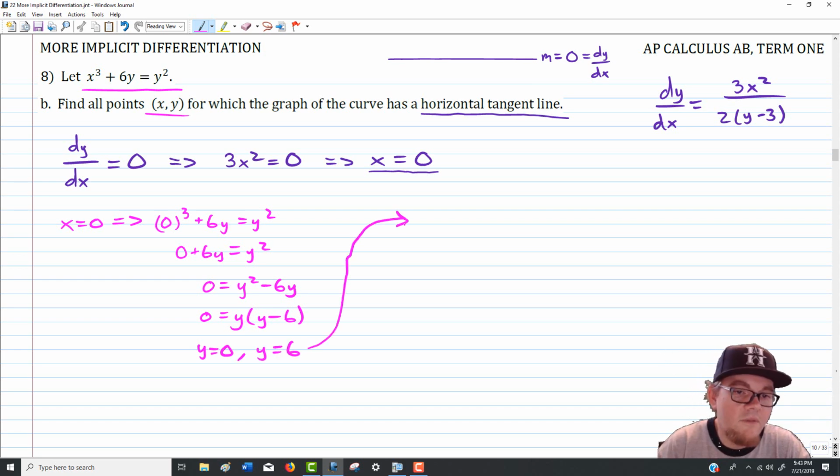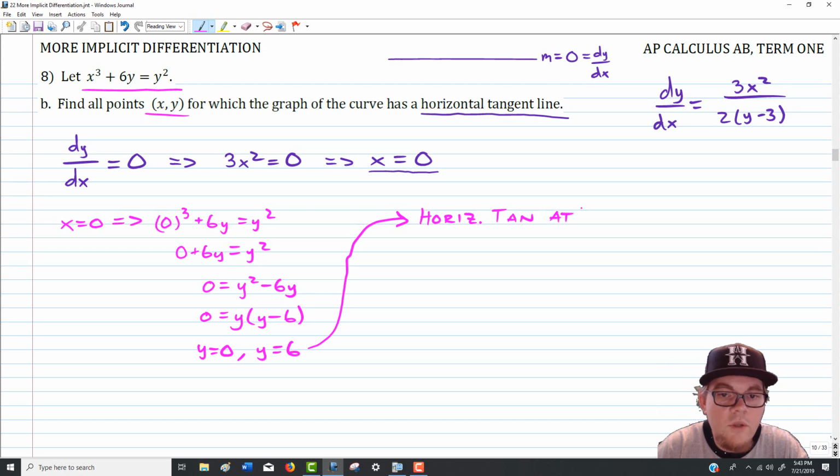And with that said, that finishes our problem. We're going to have horizontal tangent lines at two different ordered pairs, both of them with x equals 0. So (0, 0), the origin, and (0, 6).